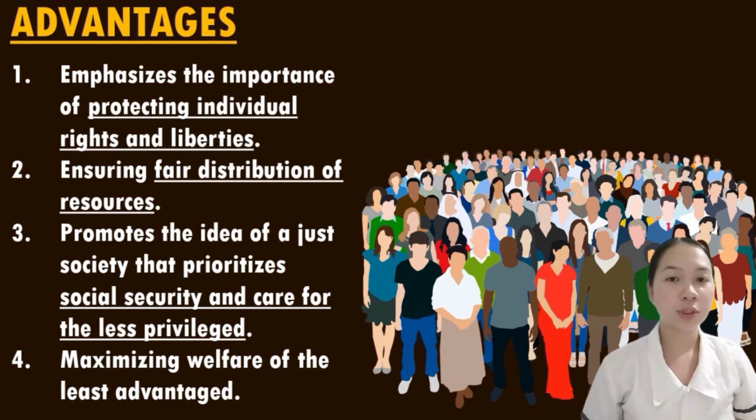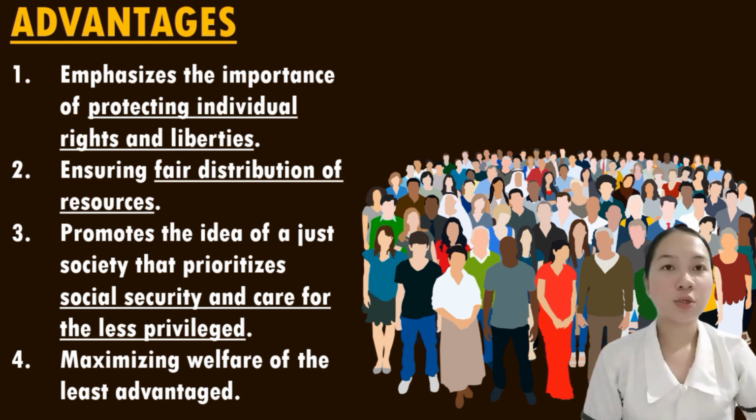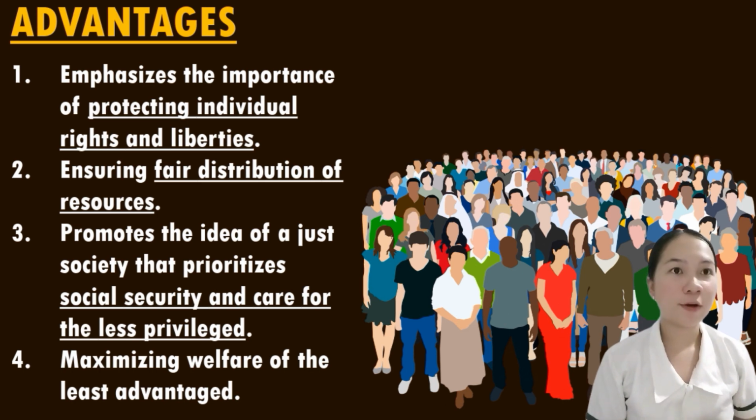In John Rawls' theory of justice, the concept of advantages plays a crucial role in ensuring a just, equitable society. These advantages are resources, opportunities, and benefits that individuals possess which can affect their life prospects. So the fourth one is maximizing the welfare of the less advantaged. So this ensures that the benefits of social cooperation extend to everyone, particularly to those who are most vulnerable.